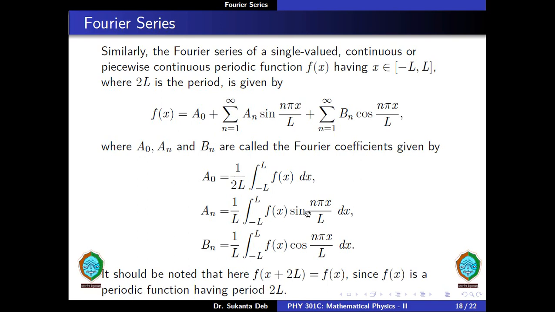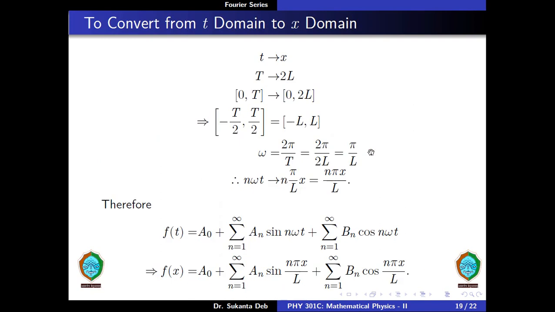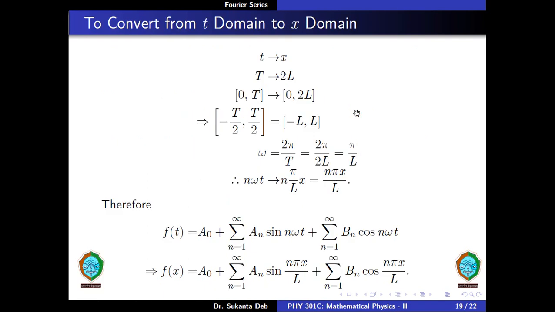Now we can actually get this expression simply from the time domain expression of the Fourier series. How to get these expressions from the time domain Fourier series? Let us see how it is done. In the time domain we have t, but in the space domain we have x. Similarly, in the time domain we have capital T as the period, and in the space domain twice L is the period, and therefore the interval 0 to capital T in the time domain can be written in the space domain as 0 to twice L, because twice L is the period in the space domain.